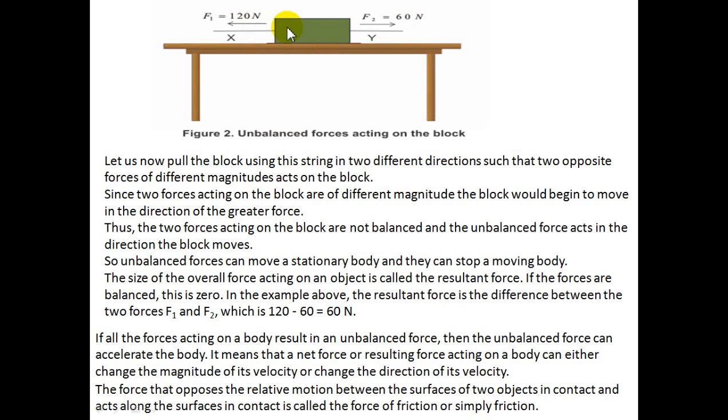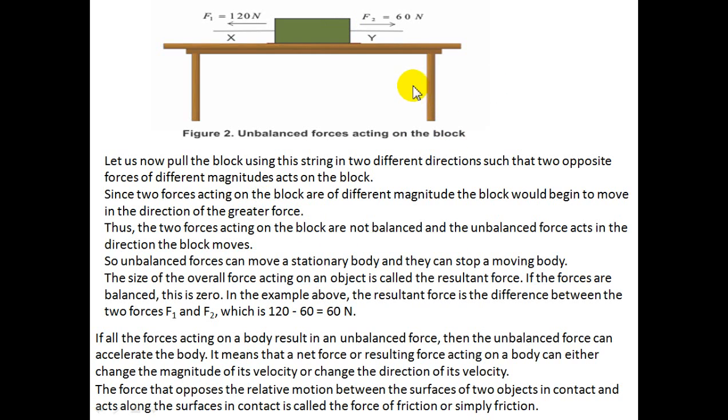So what happens is that the block will move to this side. But if, for example, you are also putting 120 Newton force and I am also putting 120 Newton, the body will not move because there will be a balanced force. But if there is no balance, like for example, I put 120 Newton and you put 60 Newton, then I am able to pull this block to my side. So that is called unbalanced force.